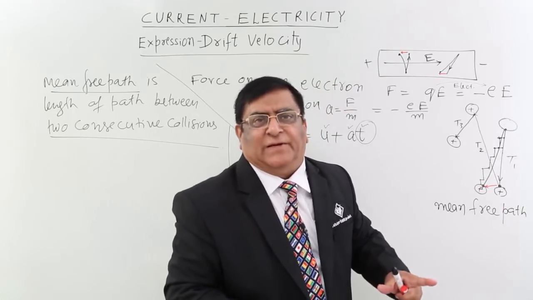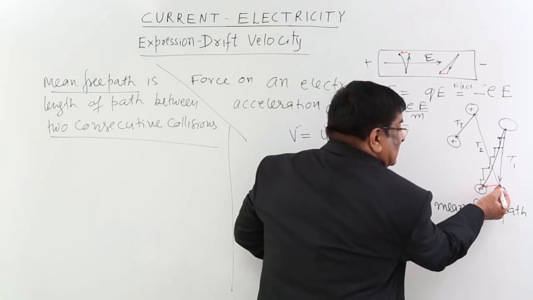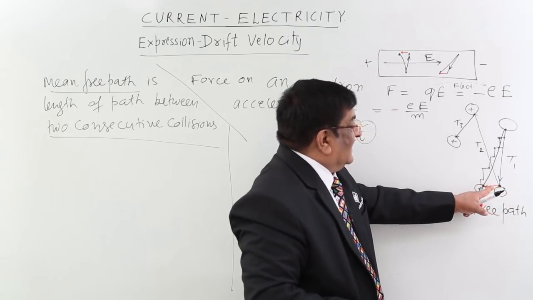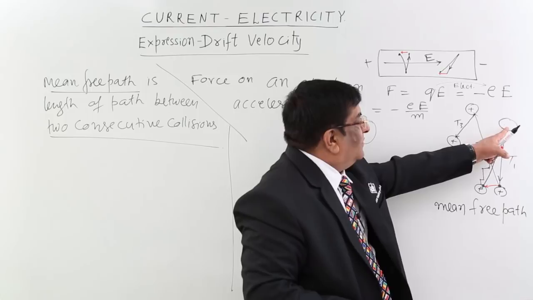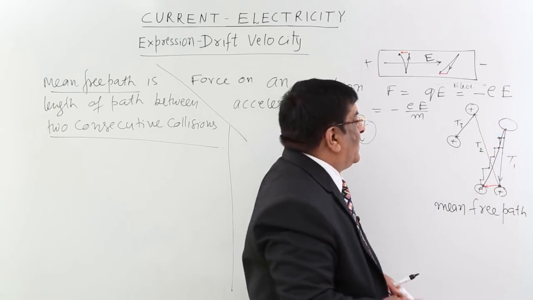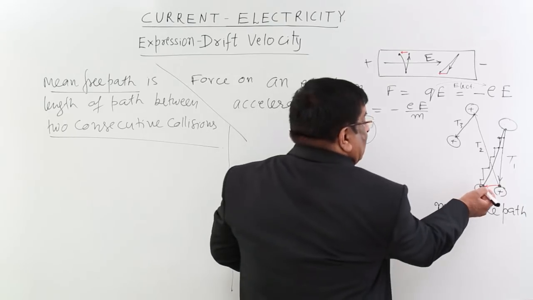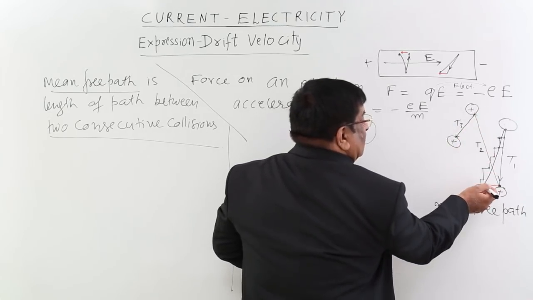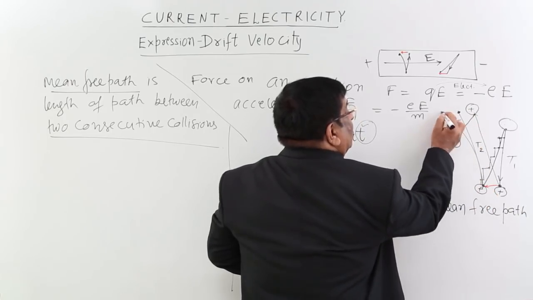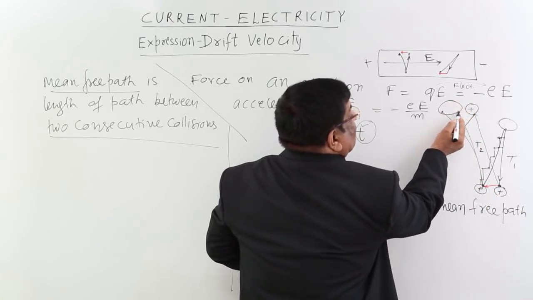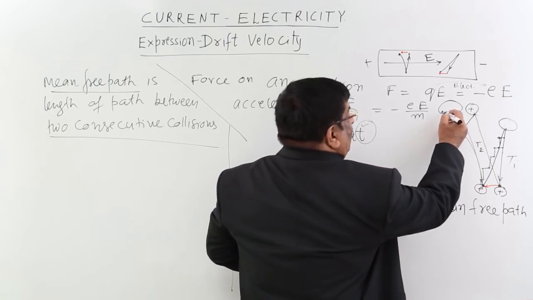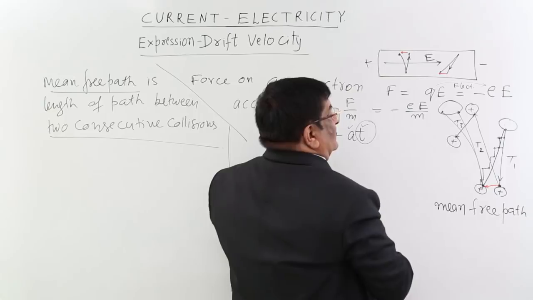Okay, that is not of much concern to us. Our concern is this drift. How much time has this taken? The answer is, from this point to this point, the time taken is t1. Again, it goes from here. It was supposed to go and strike this, but in place of going here, it has gone here. So it has struck here. This time is t2. Then it goes here. That time is t3.